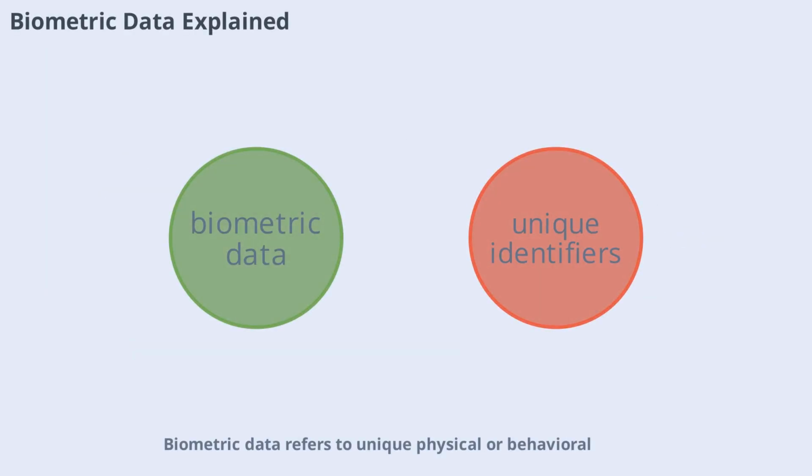Biometric data refers to unique physical or behavioral characteristics that can be used to identify a person. This includes fingerprints, facial recognition data, iris scans, and even voice patterns. Because biometric data is unique and permanent, it's considered highly sensitive. If compromised, it can't be changed like a password, making its protection a top priority.